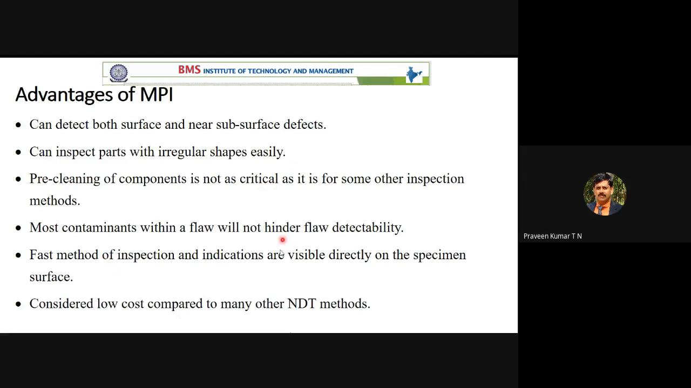Then it is a fast method. It is very fast and will not take much time. It is also low cost. The cost of the equipment is not very high, it may be 25 to 30,000.